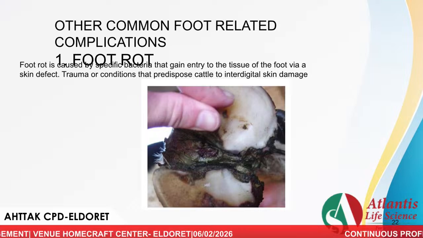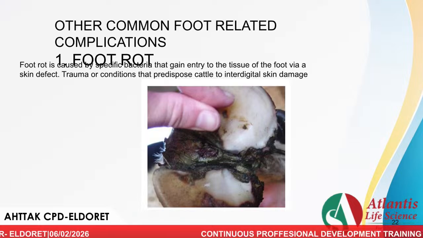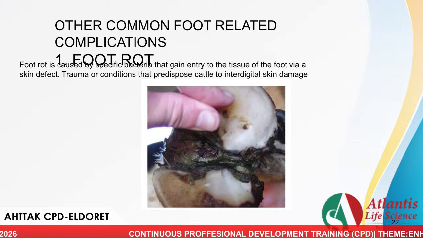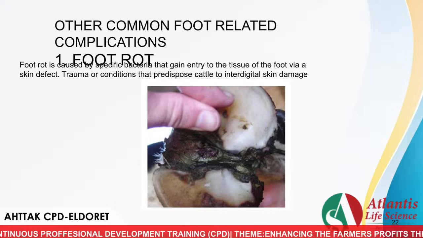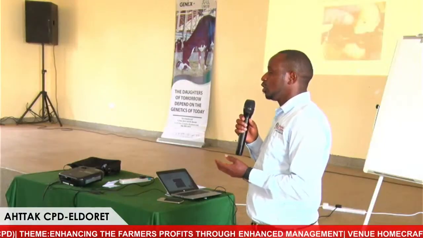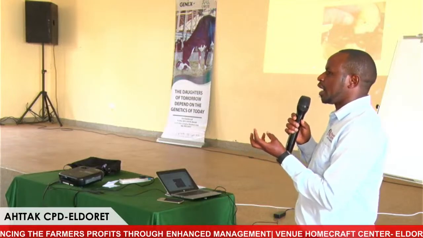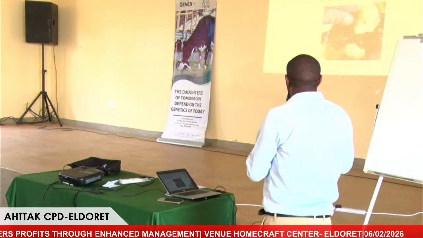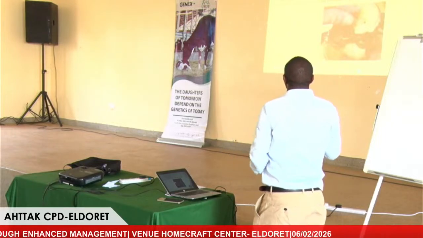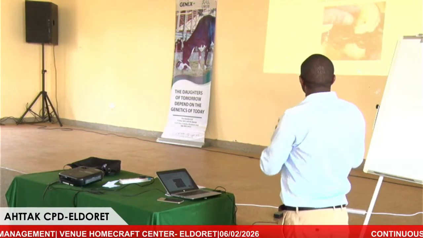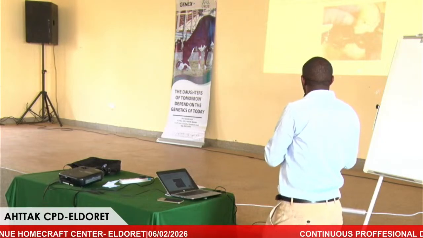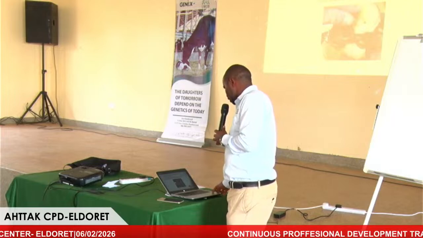So we are saying foot rot is caused by a specific bacteria that came into the tissue of the foot via the skin defect. That means foot rot cannot come in when you don't have issues with sole ulceration, because the bacteria will not get a gateway to the hoof. So when we have a skin defect, most of the defects come from the trauma or condition that predispose the cattle to interdigital skin damage.